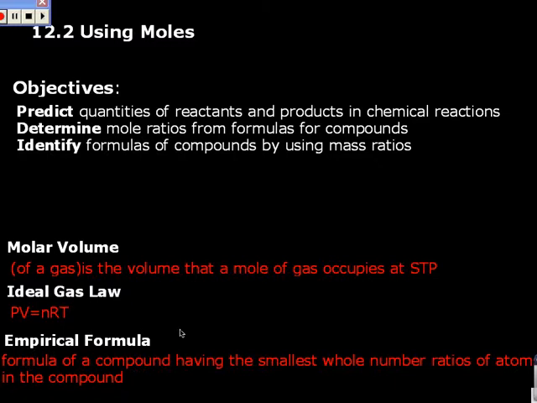Now, this is a formula of a compound having the smallest whole ratio of number of atoms in a compound. We dealt a little bit with that in biology, where we looked at different types of carbohydrates. We know that carbohydrates have a 1-to-1 ratio. That would be an empirical formula. So we're going to go back and look at that a little bit later.